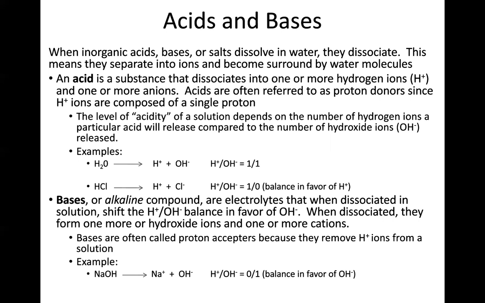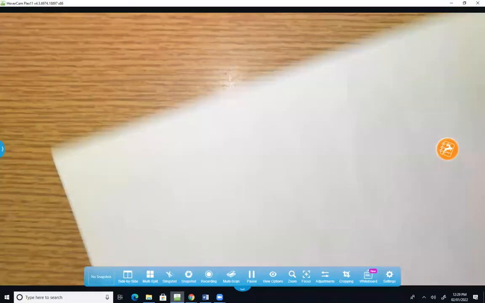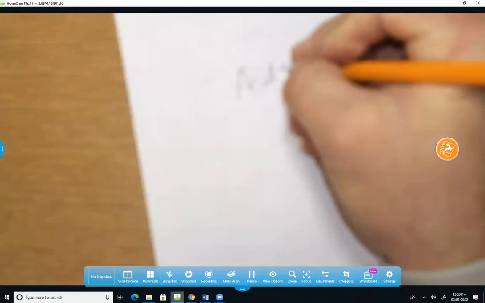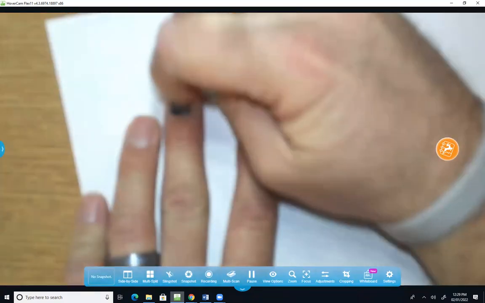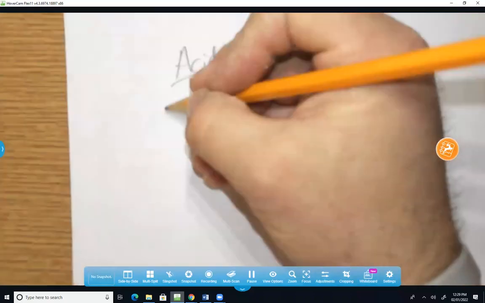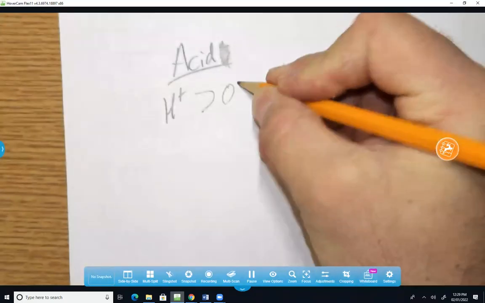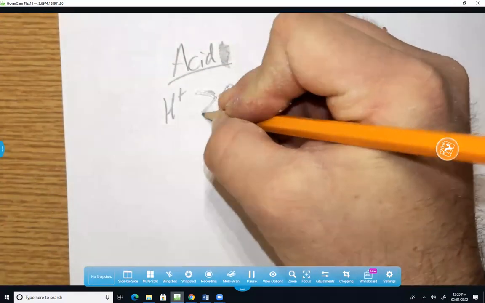So it's as simple as comparing the number of hydrogen ions to hydroxides. An acid will have more hydrogen ions than hydroxides. That's a greater than symbol.